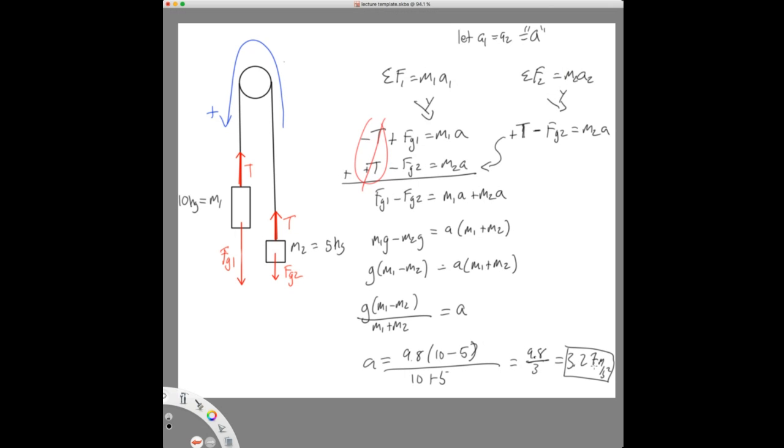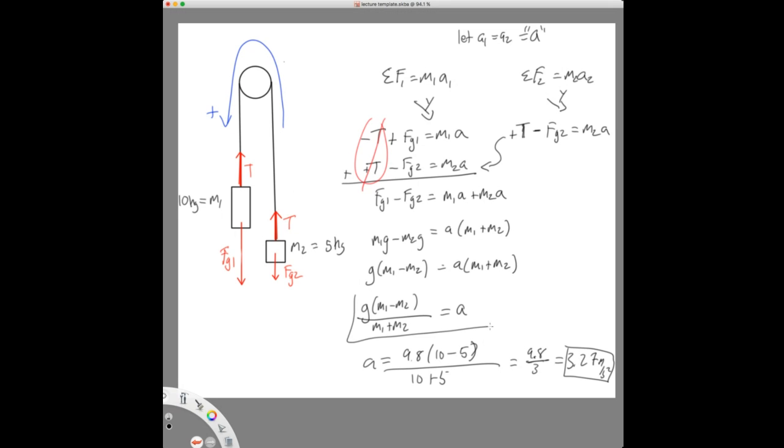Keep in mind, I got a positive sign for acceleration, which means my guess about which way this thing goes is correct. If I had gotten a negative sign, I would still have the right number, but maybe that would mean it's actually going the opposite way to what I expected.